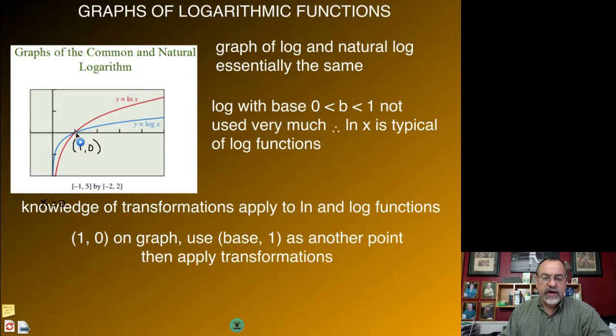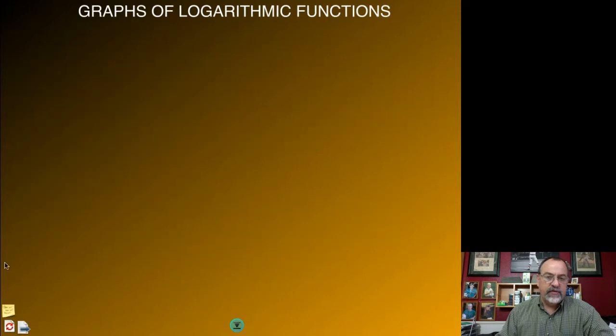That will always be on the graph. And if you wanted a second point out here, the base as your x value and 1 is going to be another point that you could use. Once you have those points, then you can apply the transformations to both the points and the asymptotes in order to sketch the graphs. All right, so let's look at a few examples, and we'll show you how you can sketch these graphs pretty quickly using that knowledge that we just talked about.